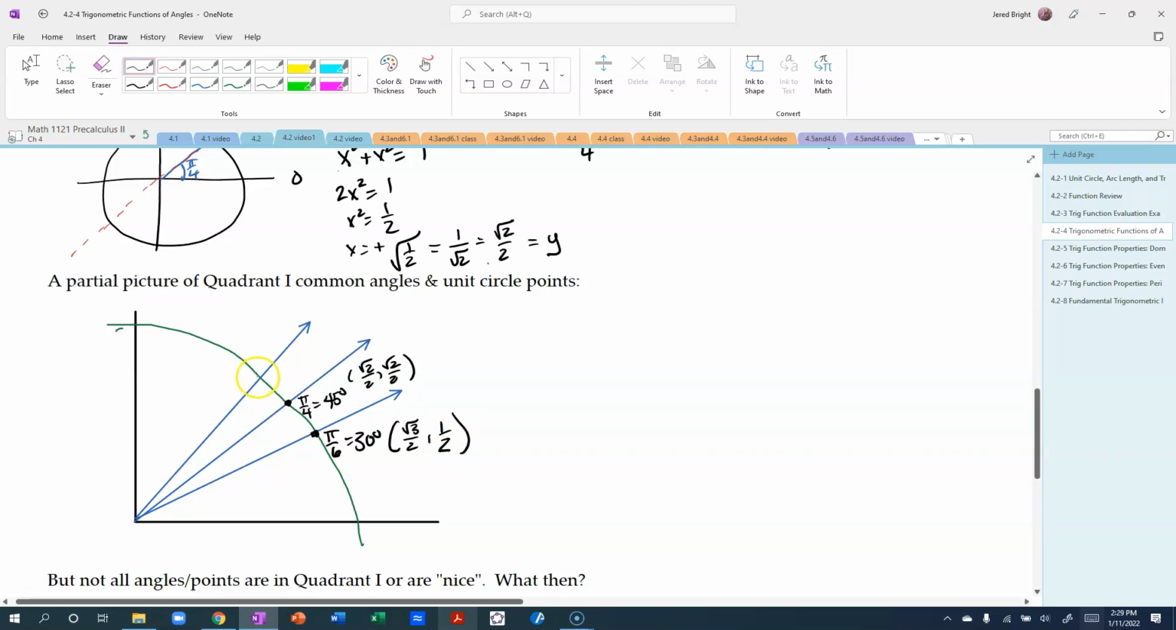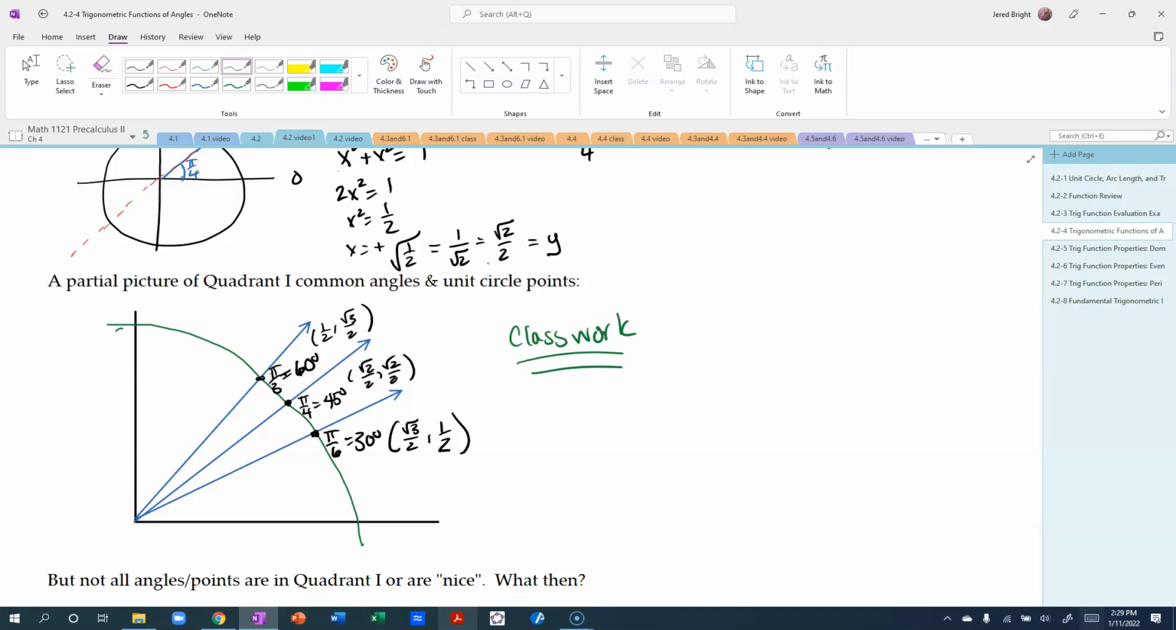Now, the other angle that you really need to know in the first quadrant is pi over 3, which is 60 degrees. You can go through similar work that is done in the book for 30 degrees and find that this point as a coordinate is 1/2 and then square root of 3 over 2. Now in our classwork I did this for the first quadrant. You will have to do this for the second, third, and fourth quadrants, and really all you have to do is use reflections.